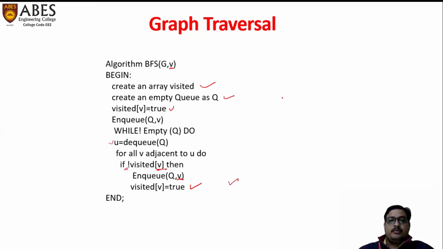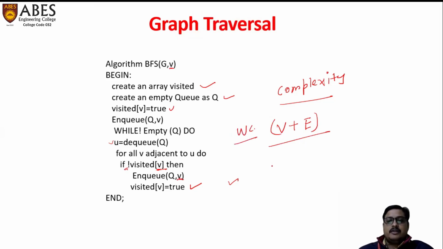Now come to the point, what will be the complexity of BFS? So we can say the complexity of this will be the number of vertices plus edges, O of V plus E. This is the worst case complexity of the BFS.